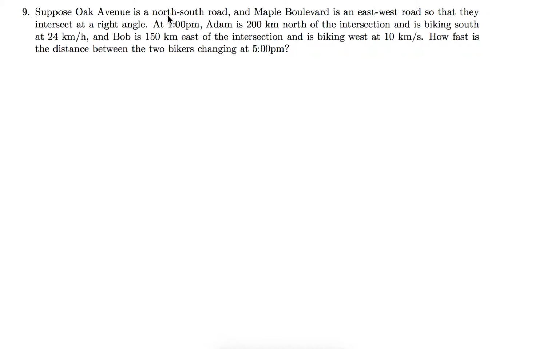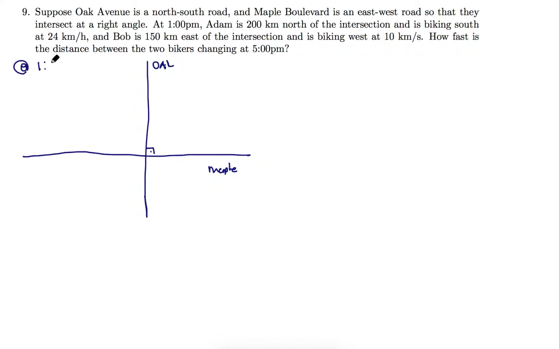Suppose that Oak Avenue is a north-south road. So say this is Oak Avenue. And Maple Boulevard is an east-west road. So here's our Maple Boulevard. Okay, so they intersect at a right angle. So that's the right angle. At 1 p.m., so this is the picture at 1 p.m.